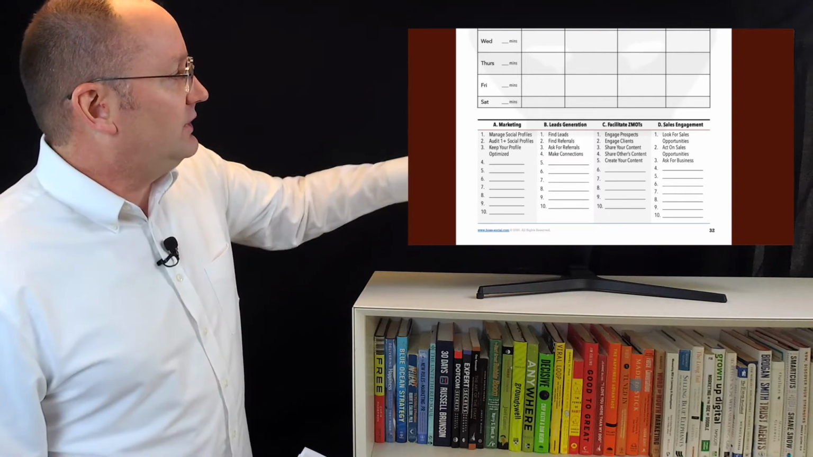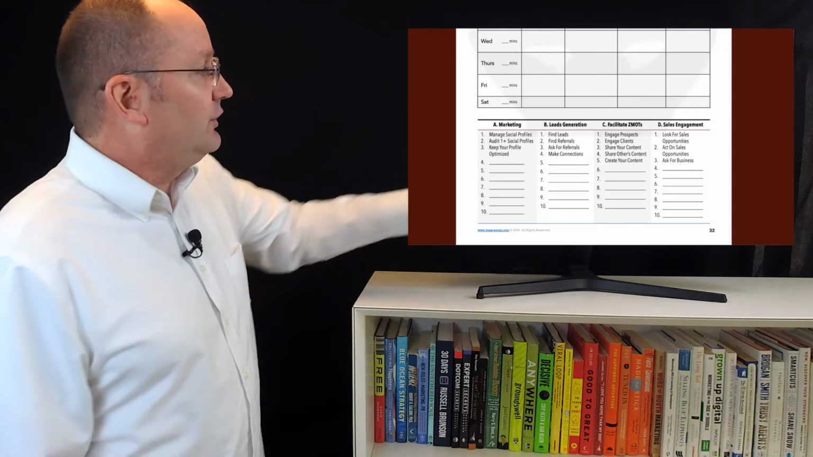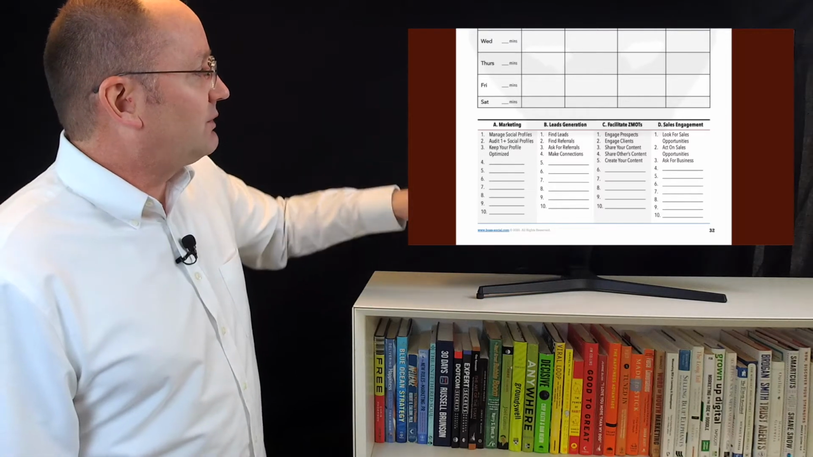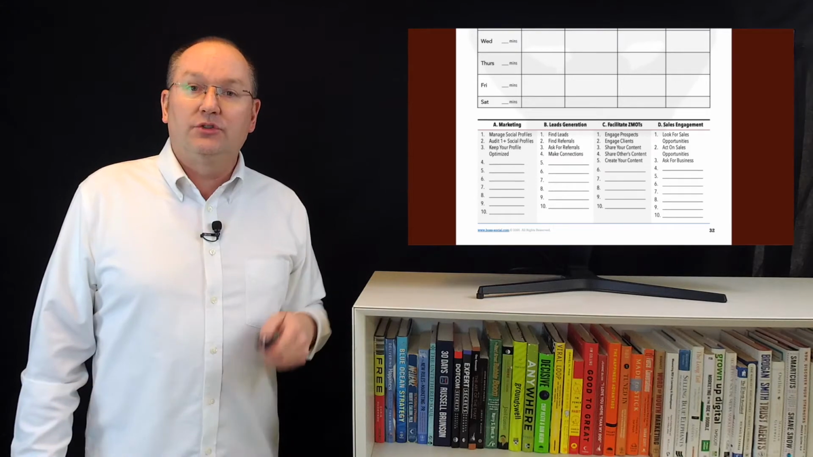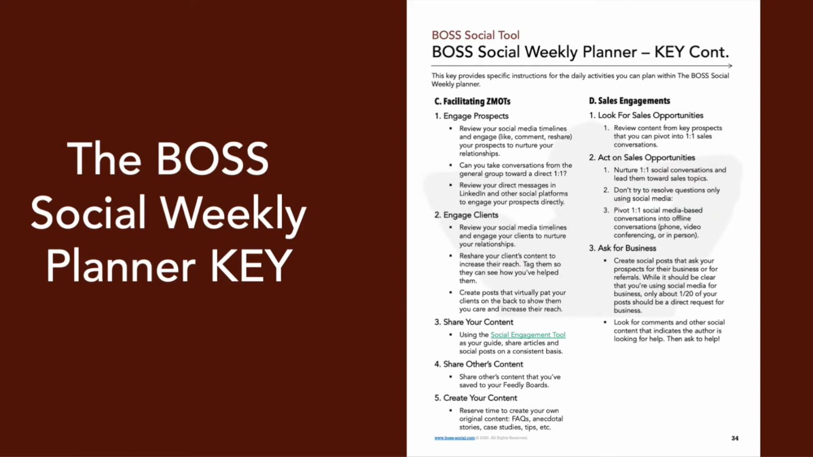The thing is, each of these steps, I wanted to make it really, really clear on what you would do if you're going to do those things. So if you're going to find leads or you're going to keep your profile optimized, what does that really mean? So what I've done in addition to the planner is I've created this key. And so the key outlines the specific activities or bullets, the items that you can do for each of these specific topics. And so it's 2 pages. You got marketing activities, lead generation activities, and then we've got facilitating the ZMOTs or the nurturing of your prospects. And then we've got the direct sales engagement. So there's all these different activities you can do.